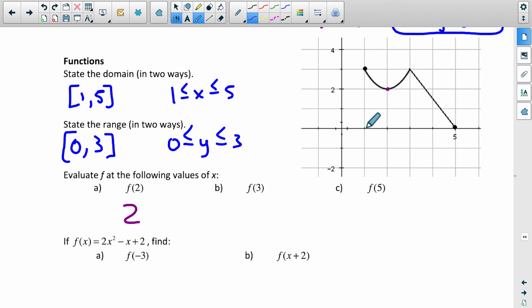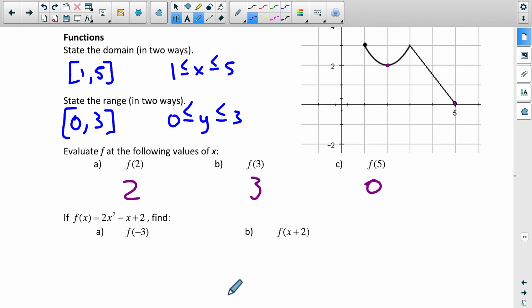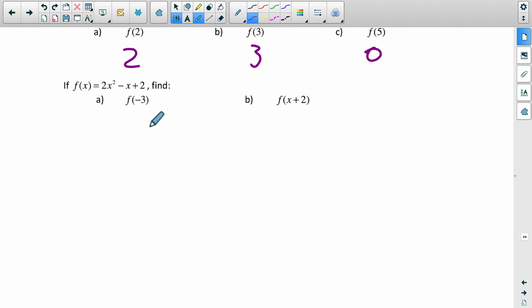F of 3. So I go over to 3 as my x, and I go up. That's the point that has an x value of 3. What's its y value? Also 3. F of 5. So that means my input, or my x value, is 5. Oh, that's right here. This one has an x value of 5. What's the y value of that one? 0. And finally, what if you're given a function and they want you to substitute into the function?